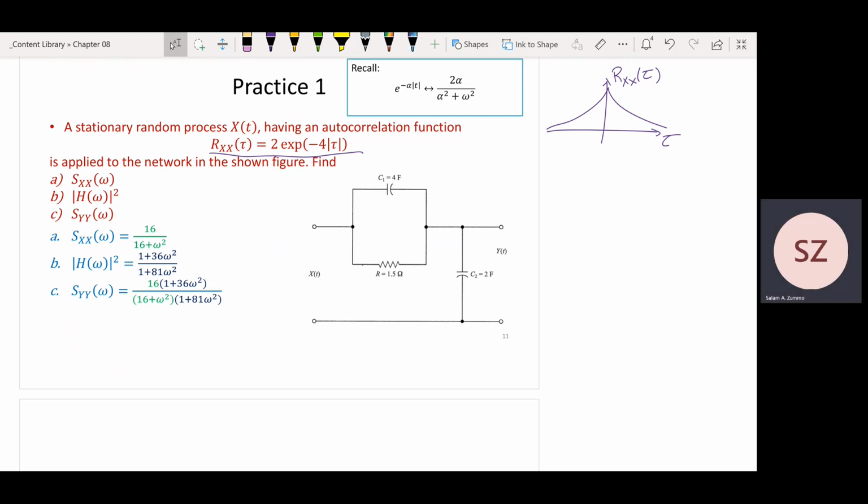Is it a low pass filter, high pass filter, band pass filter? Which one? It's not a low pass and not a high pass. It's not either one, band pass. It's a low pass filter, but there will be some changes in the terms.